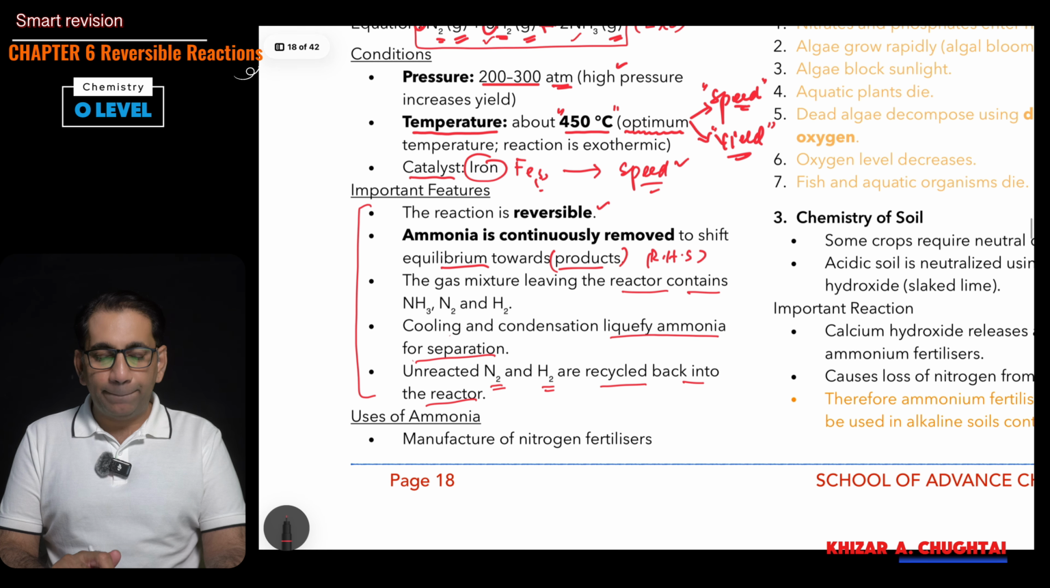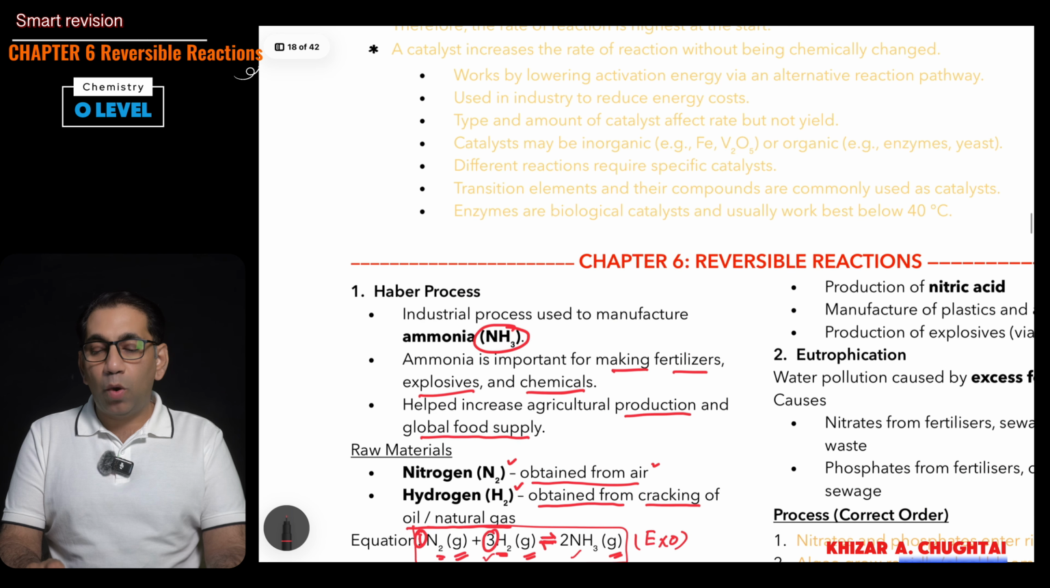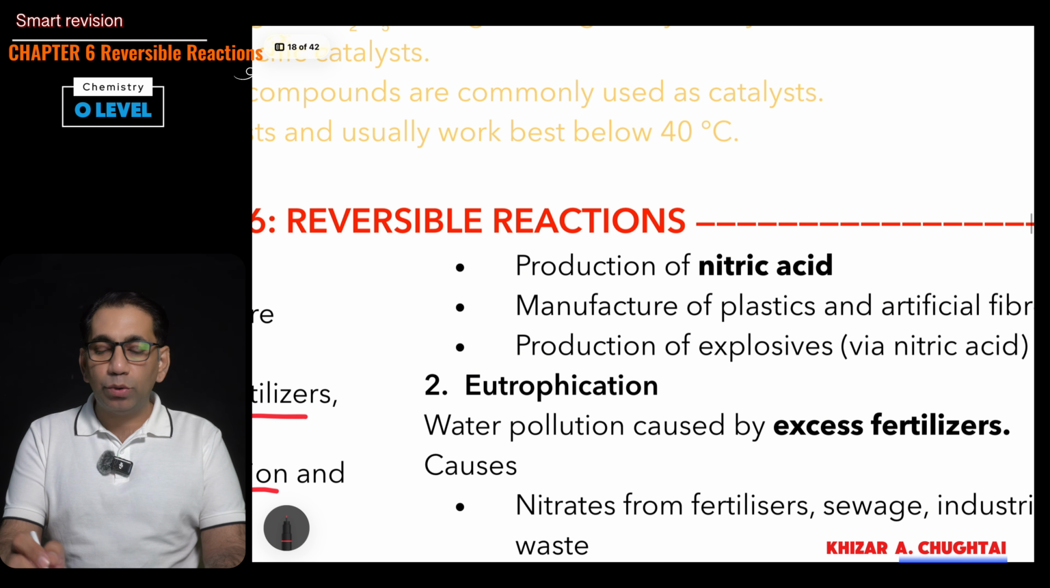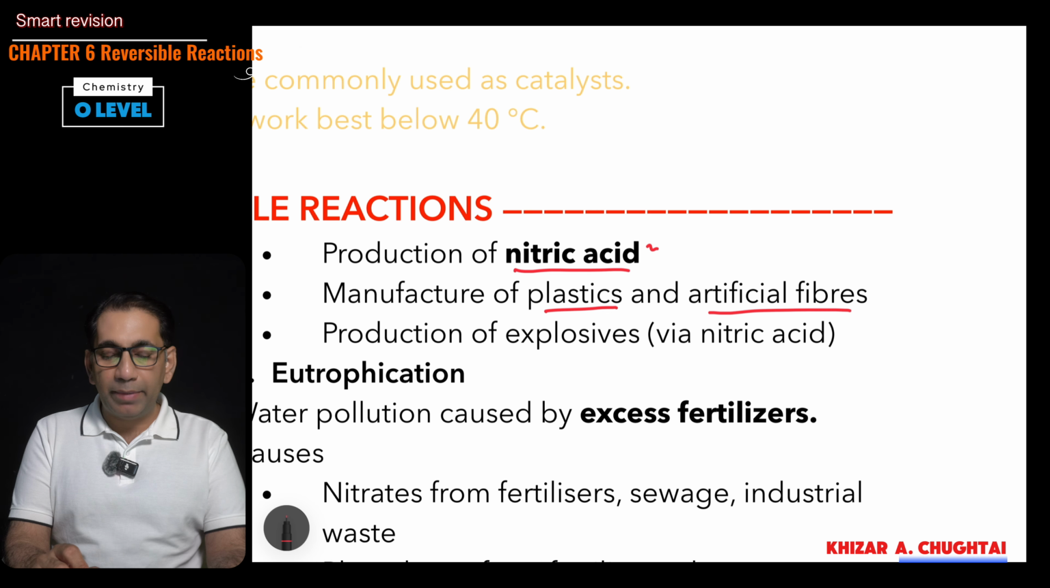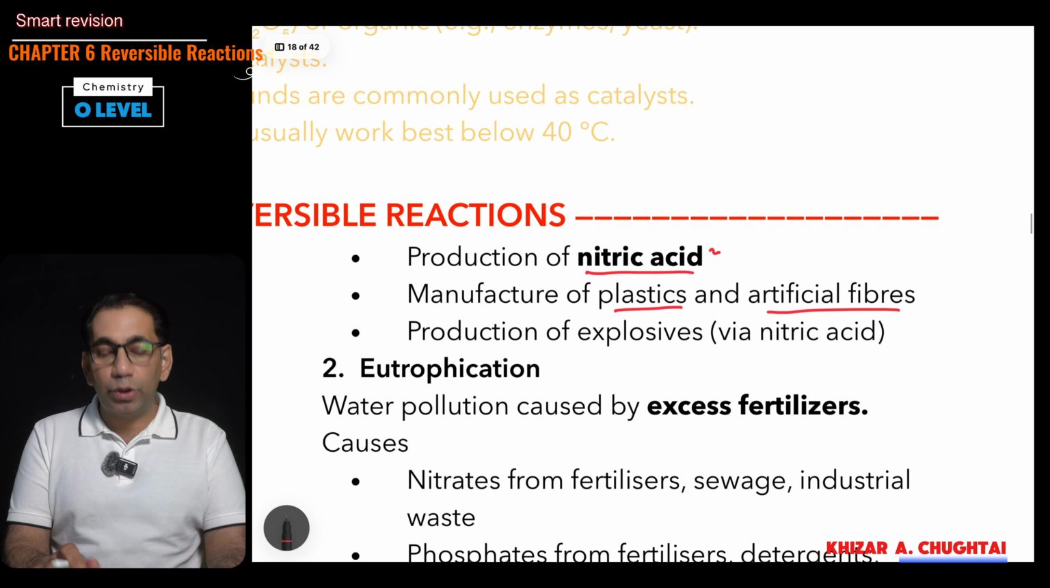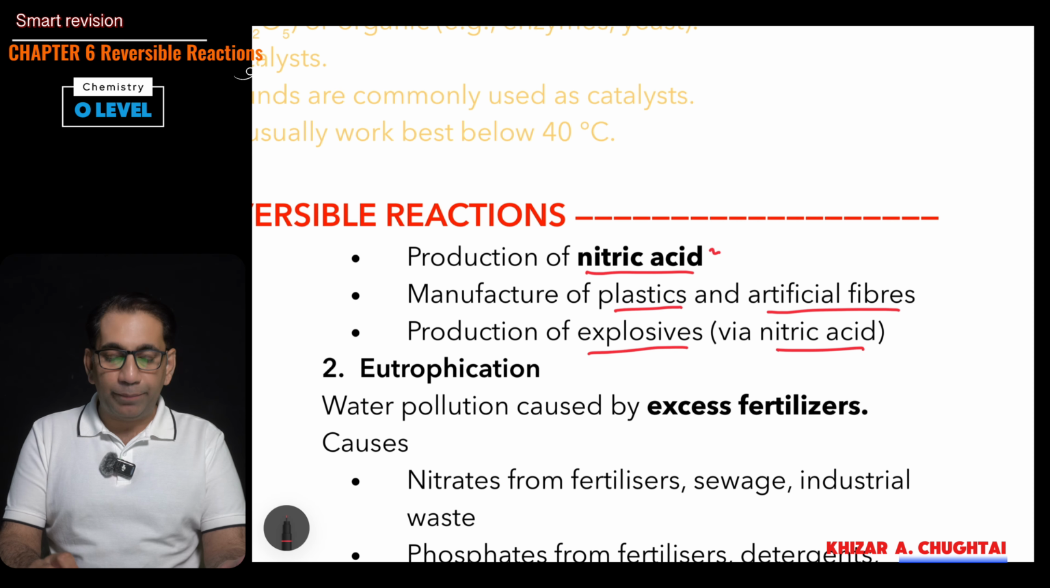Use of ammonia. Ammonia is used for the manufacturing of nitrogen fertilizers. It is used to make nitric acid, and it is also used to make plastic and artificial fiber. It is also used for the production of explosives through the passage of nitric acid.